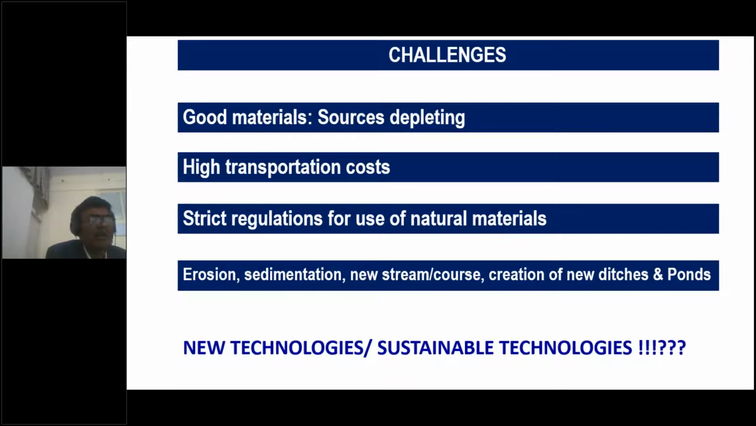What is this? We are extracting lakhs and lakhs, and we are vanishing the hillocks, hills from Mother Earth. Huge erosion, sedimentation. We are creating new streams, new ditches, new ponds. These are the realities. Whether we like it or not, we should accept it. So we have been talking about sustainable technologies, new technologies. Fortunately, today is Environment Day, and this is good food for thought.